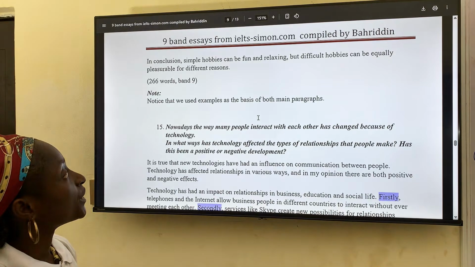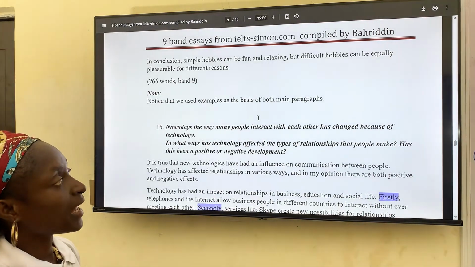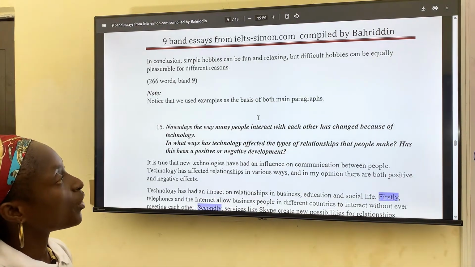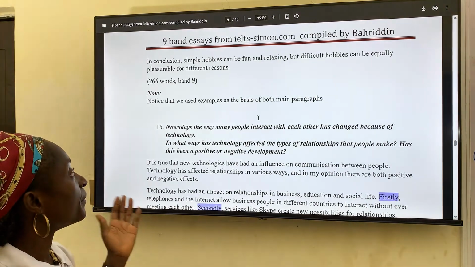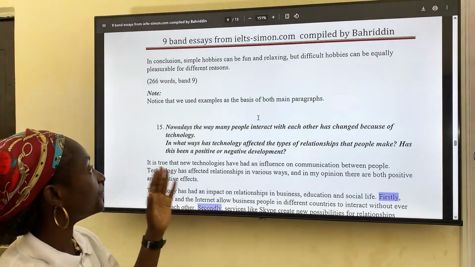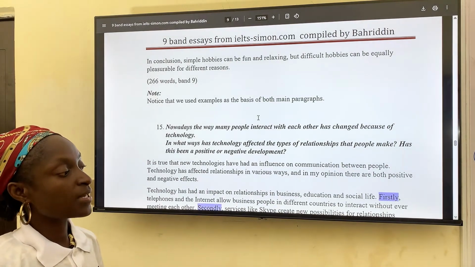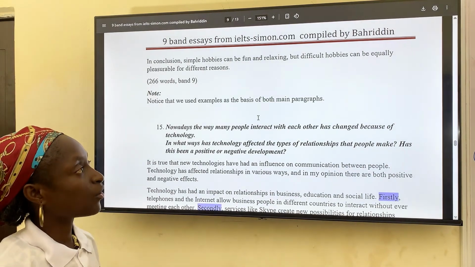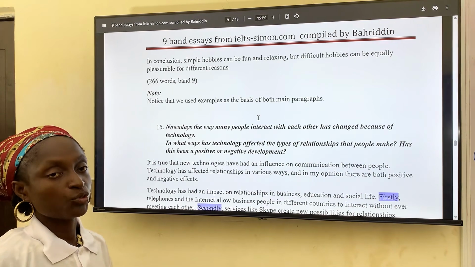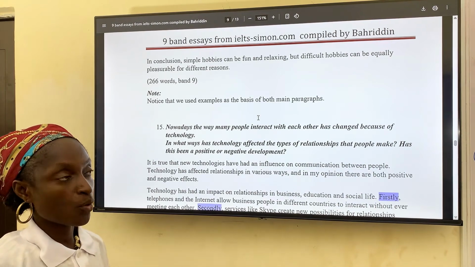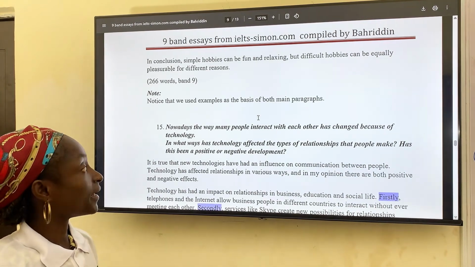So now here's the conclusion. In conclusion, simple hobbies can be fun and relaxing, but difficult hobbies can be equally pleasurable for different reasons. Now we can see that it is a restatement of the main point. So that's how our conclusion should be. We should restate our main point. I hope that is clear.